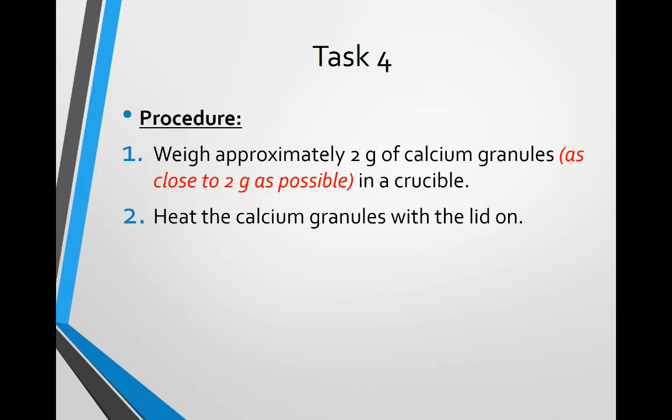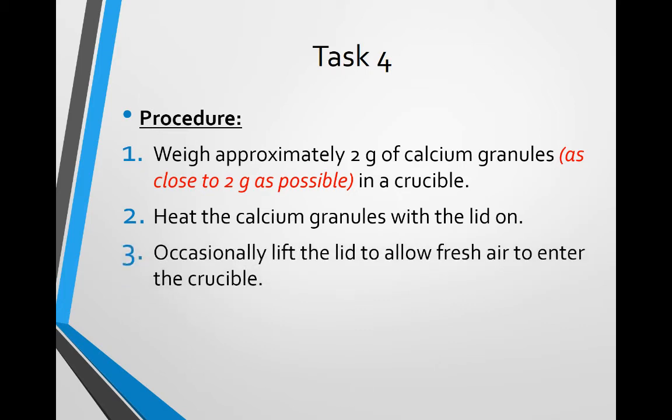And as you heat these calcium granules, you should have the lid on because of the previous part where we talked about how the smoke can escape, which contains some of the calcium oxide. Now we have to occasionally lift the lid to allow fresh air, which contains oxygen, to enter this crucible. This will allow the calcium that has not reacted with oxygen to further react with oxygen to form calcium oxide. If you do not lift the lid, the reaction might be incomplete, whereby not all of the 2 grams of the calcium granules has reacted with oxygen.